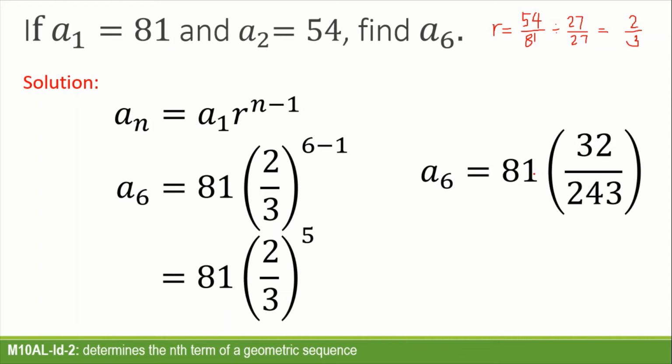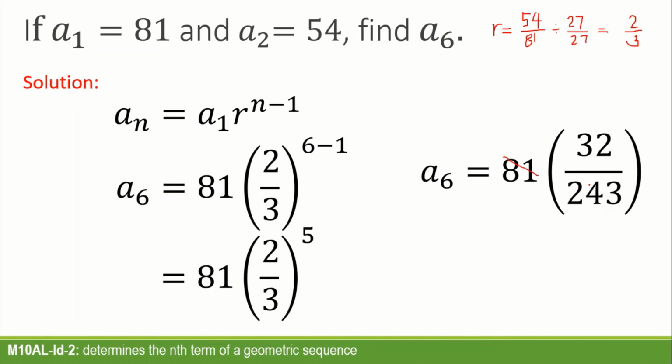So, pwede rin natin itong gamitan ng calculator. So, pwedeng direct nyo na, no? 81 times 32 over 243. Pwede rin namang 81 times 32, tapos yung sagot divided by 243. Kaya naman, pwede tayong mag-cancellation.